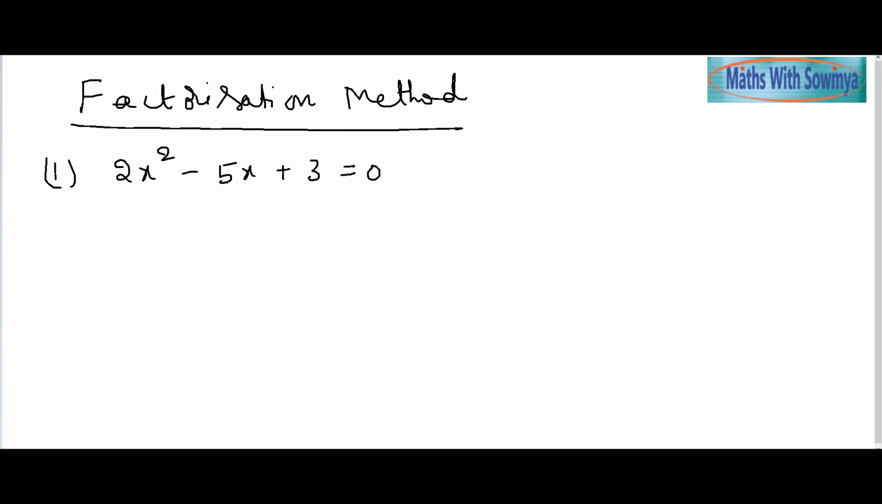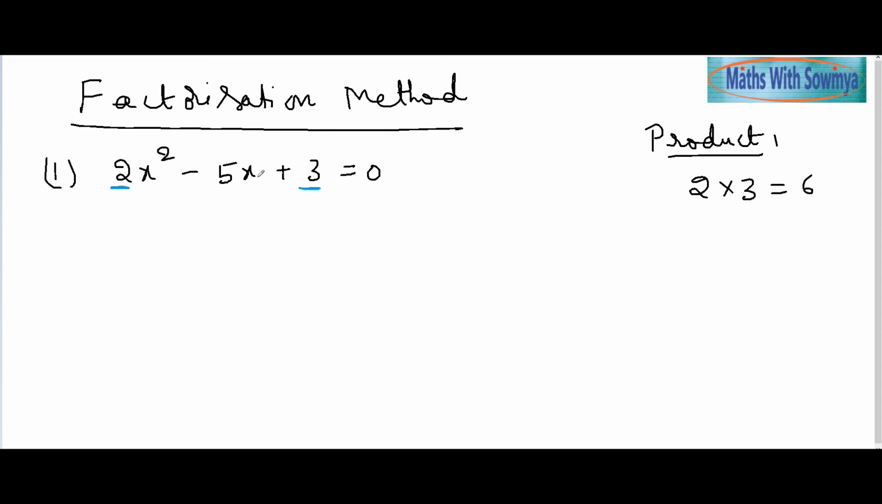Very simple. Always you take the first term and the last, that means the coefficient of x² and the constant along with their sign. So that is what we call product. So what is the product here? 2 into plus 3, 6 is my product.